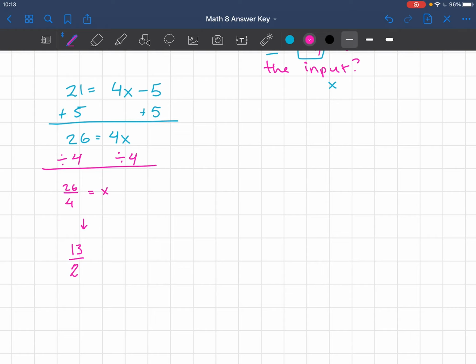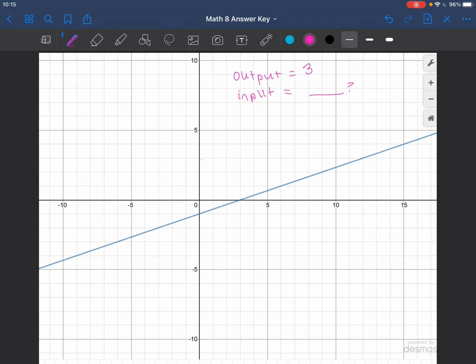So let's do one more quick example. You're given a graph and you're told that the output is 3, and you need to find the input. So again, remember, output is y, input is x. From here, we go to the place where the y value is 3, so 1, 2, 3. And we need to track until we hit the graph to find where the graph exists at y equals 3, which is right here. From here, we need to find the x value, so we're just going to go down until we hit that axis, and we find that x is equal to 12.